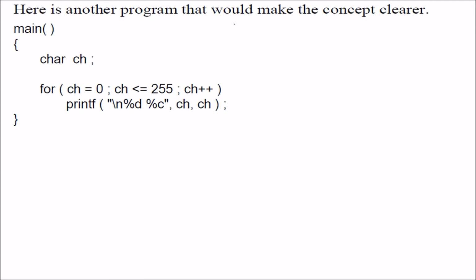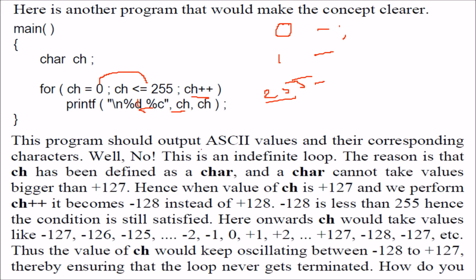We have another program that would make the concept clear. You start with 0, you go up to 255, and you keep incrementing the character with ch plus plus. This shows, first of all, the number 0 and its corresponding character, then 1 and its corresponding character, till 255. This is obvious from the program: all the characters will be shown. But again, this program will not show this as expected. In fact, this is an indefinite loop.